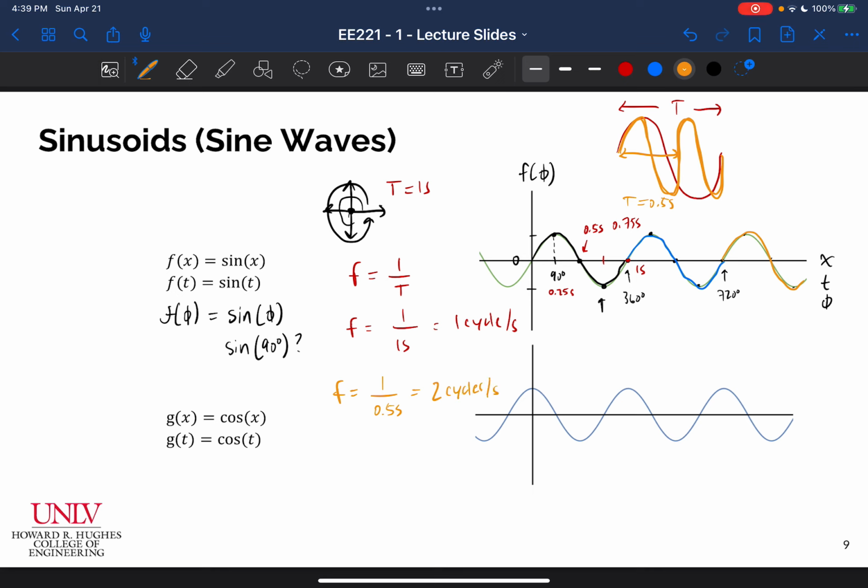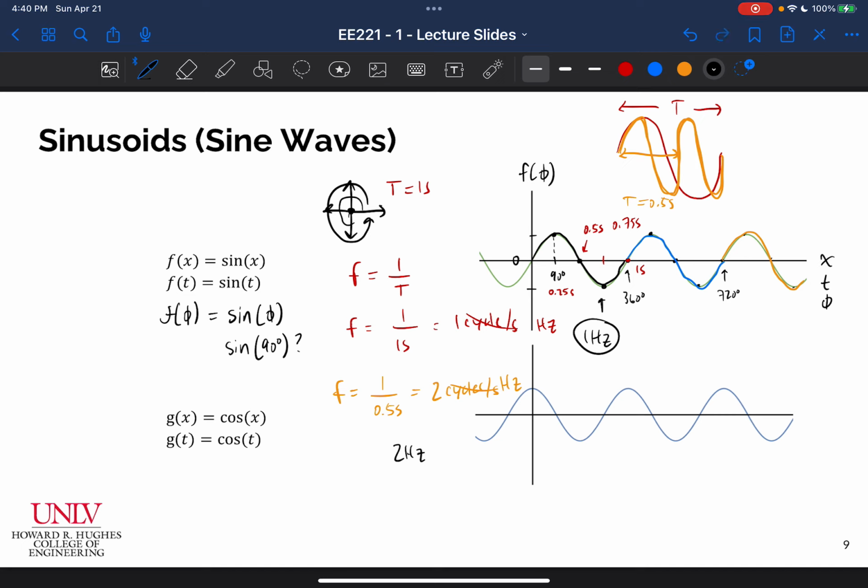You may have seen this before, but this unit, cycles per second, is usually replaced by the unit we call hertz, which is equivalent to cycles per second, but it's the unit that we use for frequency. So a signal that oscillates at a rate of 1 cycle per second is a 1 hertz signal. A signal that oscillates at 2 cycles per second is a 2 hertz signal. So hertz just means cycles per second, but that is the unit we use for frequency.